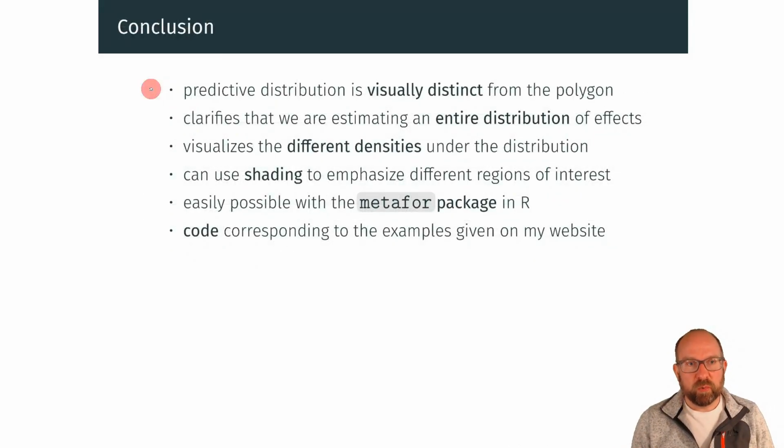To conclude, we see that the predictive distribution is visually distinct from the summary polygon or other elements in the forest plot. It clarifies that we are estimating an entire distribution of true effects, and it also shows that some values under that distribution are more or less likely. We can use shading to emphasize different regions of interest, like the tail areas corresponding to the prediction interval, and it is easily possible to create these kinds of forest plots using the metafor package.